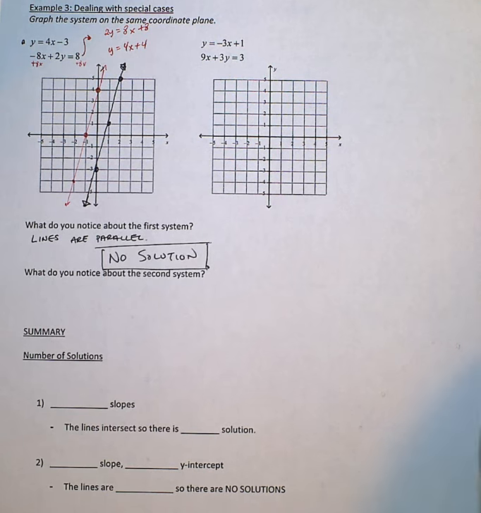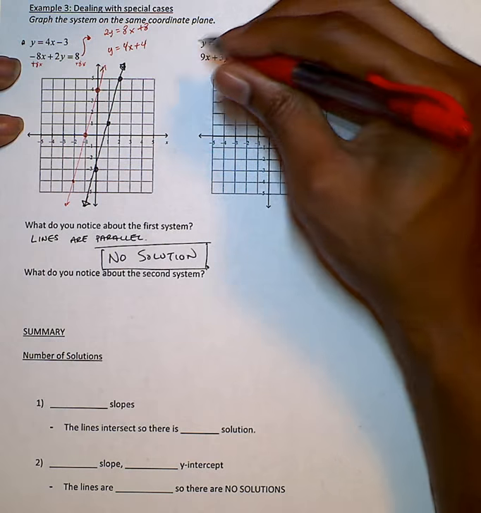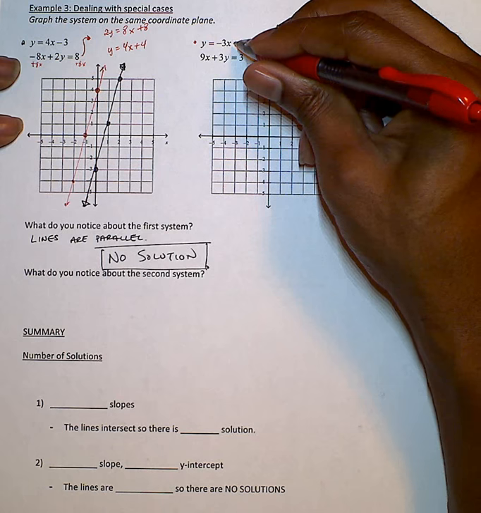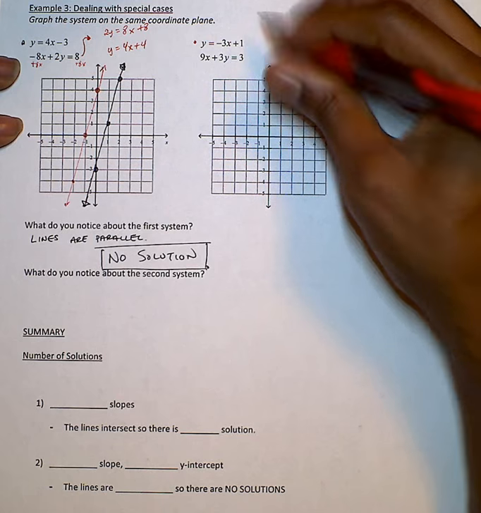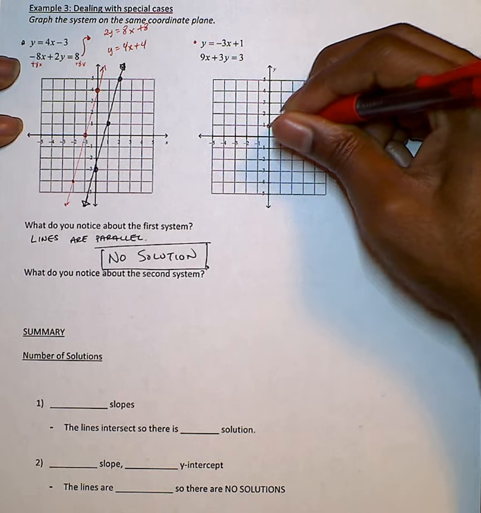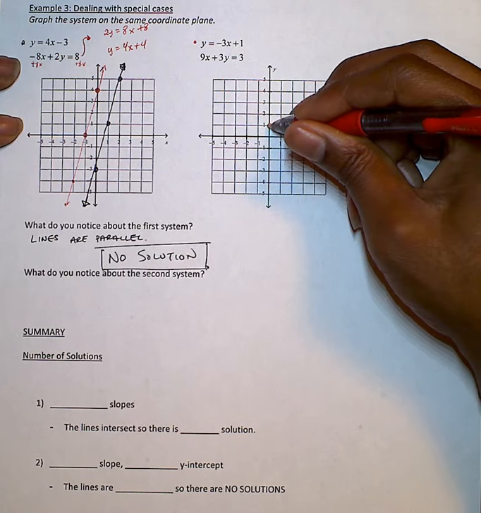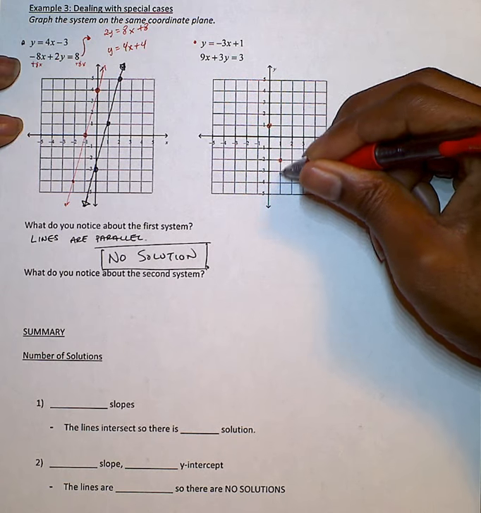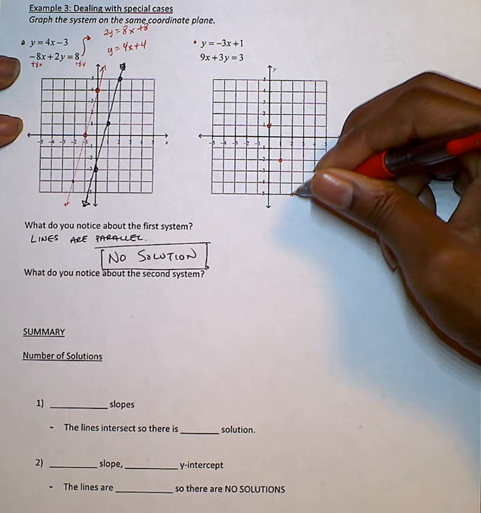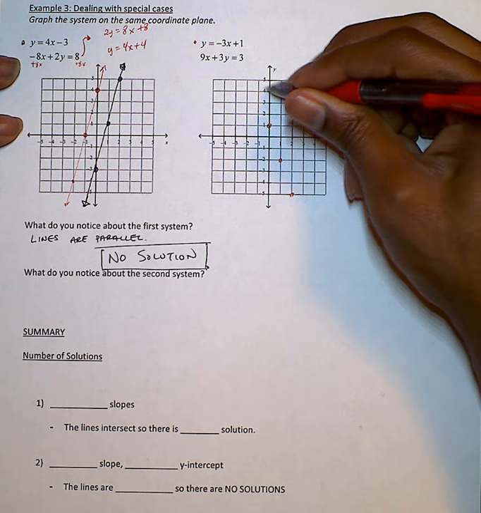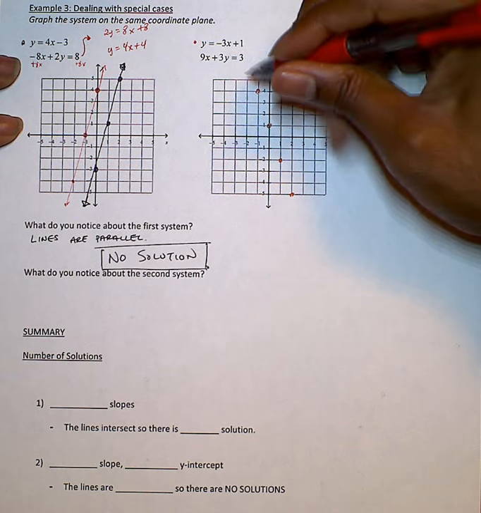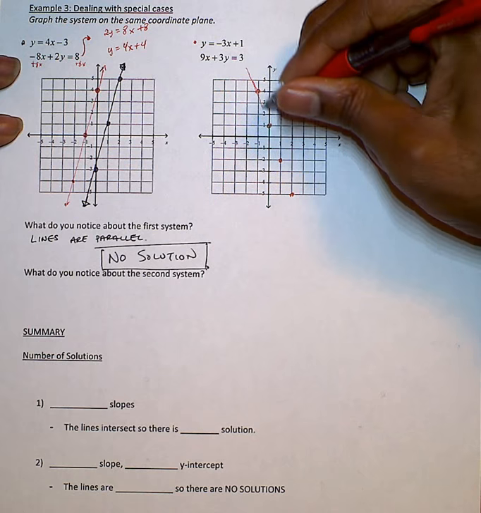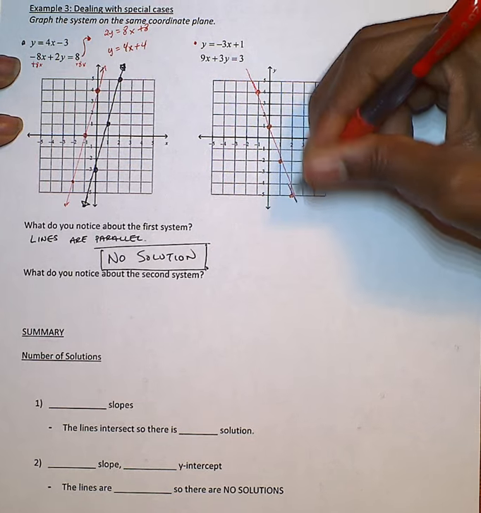Alright, let's look at the second problem. Okay, I'll do this first line in red. So we have y equals negative 3x plus 1. 1 is my intercept. Negative 3, so I'll go down 1, 2, 3, and to the right 1. Remember, I could also go up 3, 1, 2, 3, and then to the left 1. Okay, and that's that line. Try to keep it on the same line.